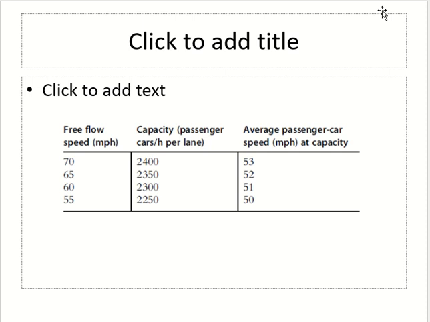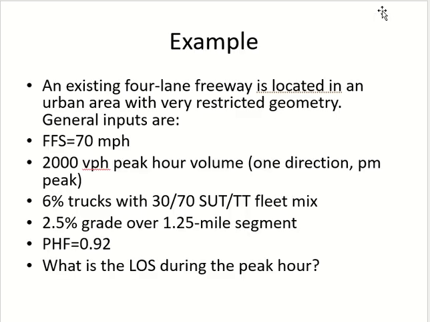These are the values for the graphs which they already plotted, the capacity and the speed at capacity. We did this example, find out the level of service.